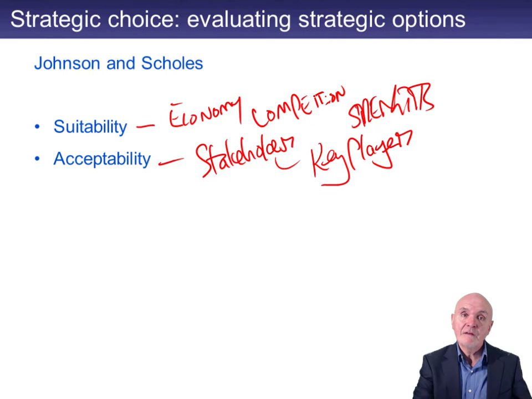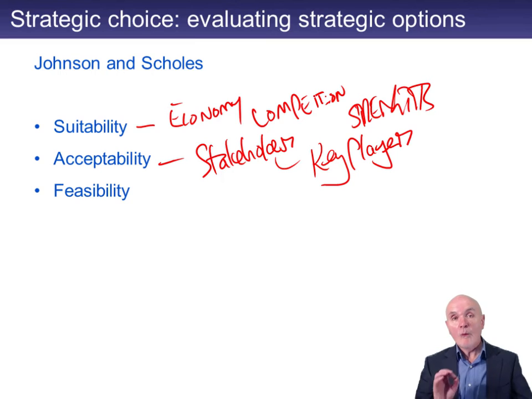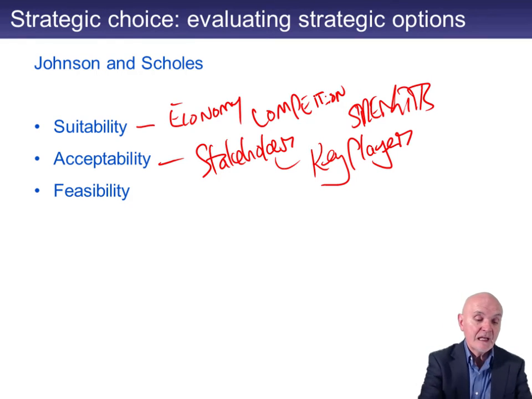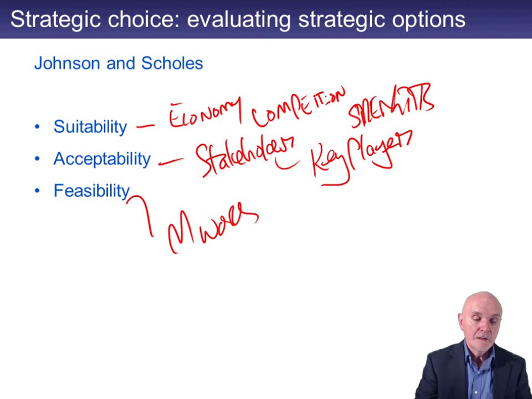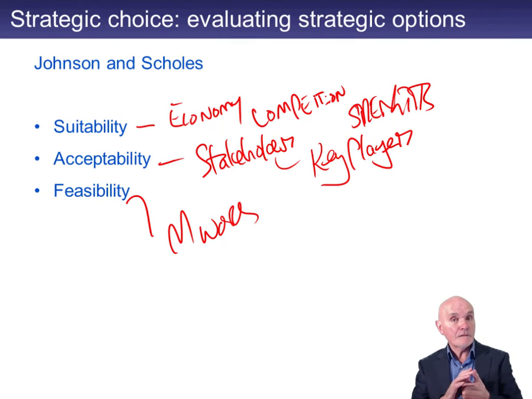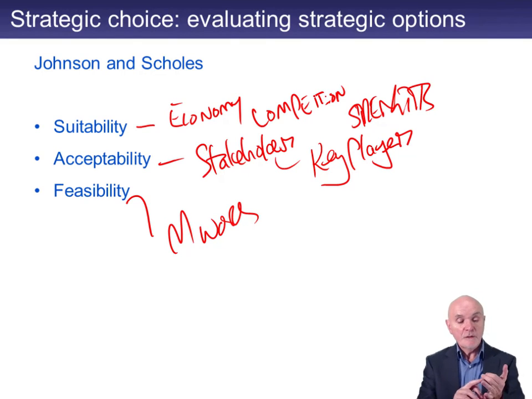And finally, there is feasibility. Will we actually be able to do it? And I suppose here we're looking primarily at the M words. Do we have the money? Do we have the management expertise? Do we have the men and women, the human resources, to be able to do it? Do we have the markets, the machines, the materials? Is our brand strong enough? Do we have the right IT, the MIS, and so on? Do we have the know-how, the methodology to do this?